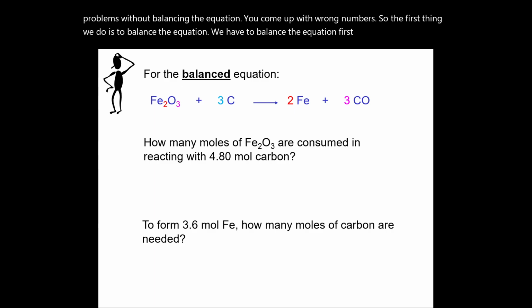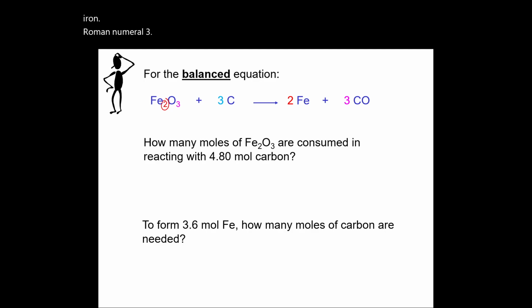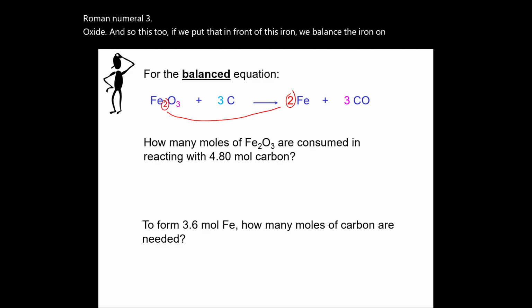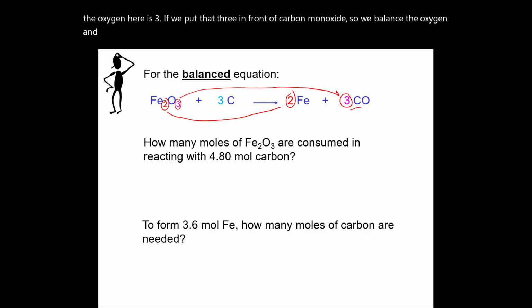Of course, you can see Fe2 in iron trioxide. Here the iron has a 3 plus charge, which is why we call it iron(III) oxide. If we put a 2 in front of the iron, we balance the iron on both sides. And the oxygen here is 3. If we put a 3 in front of carbon monoxide, we balance the oxygen, and so carbon becomes 3, so we have to put 3 there. Now it is a balanced equation. Then we can go ahead and solve the problem.